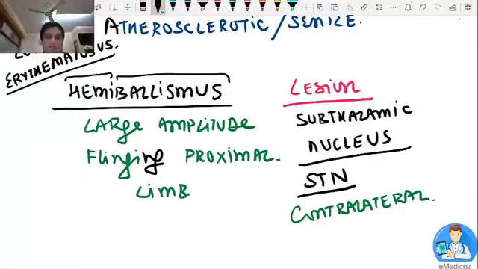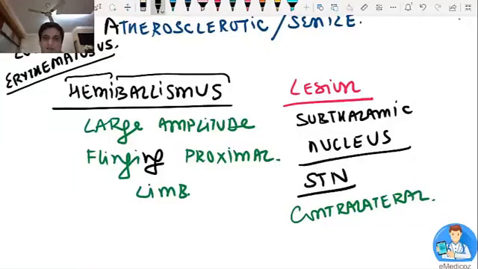Now, these are all the movement disorders which come with lesions in the basal ganglia. Hemiballismus is a large flinging movement of the proximal limb. Then we have chorea, which is dance-like, and athetosis, which is a crawling movement. Okay. Why unilateral? The point here is that the lesion can be an infarct.